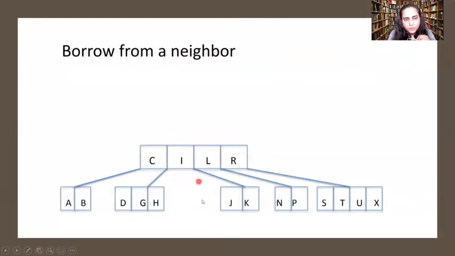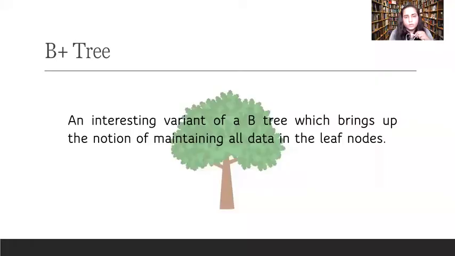So this is what it looks like. We borrowed J from the top and shifted I to the top. And this is how your B tree is actually created, and you can delete nodes from it. So this is all about the B tree. And now I'm going to talk about B plus trees.